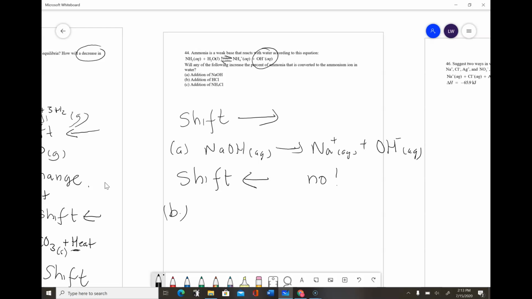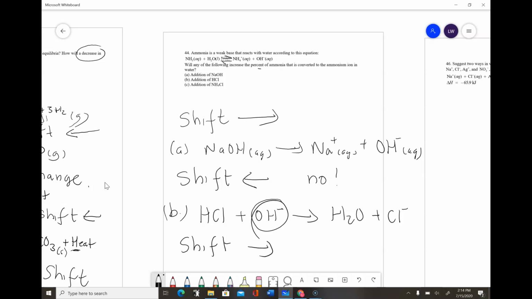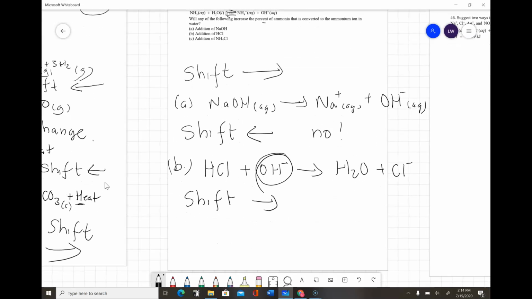Now, what about adding HCl? When we look up here, we don't see any chloride ions, we don't see any hydrogen ions, we don't see any HCl molecules in there. But what we need to recognize is that when we add HCl, this is a strong acid. It will react with the hydroxide ions to form water and chloride ion. And so what does that mean? Well, it's going to consume hydroxide ion. So it's going to take away the hydroxide ions, and that's going to result in a shift to the right as the system replaces those hydroxide ions and reattains equilibrium.